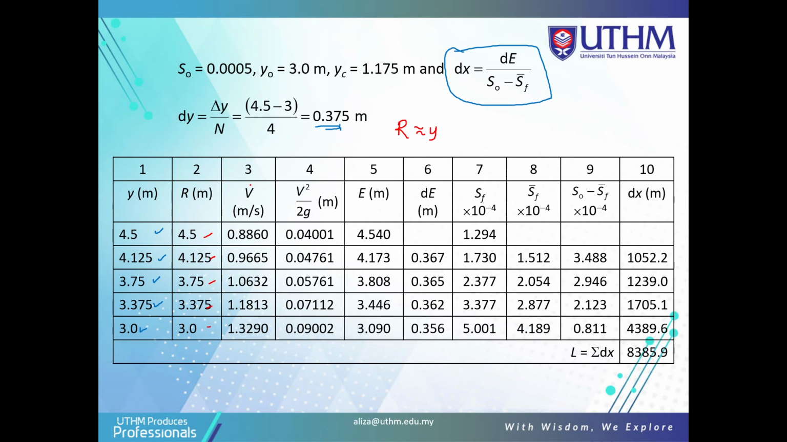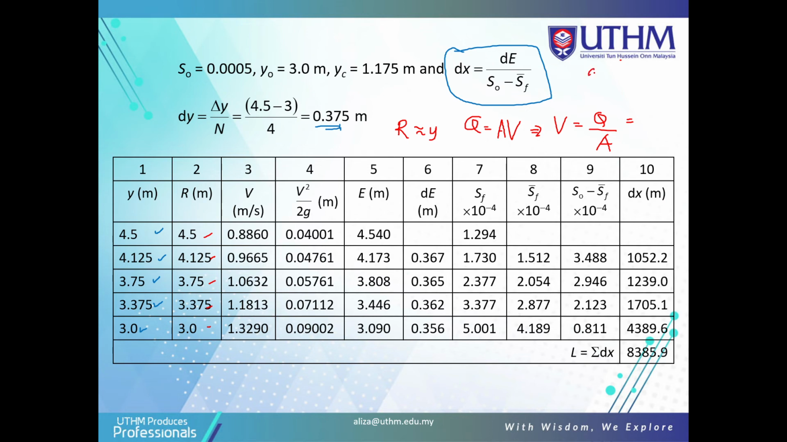And now we look at column 3 to get the velocity. You must get the velocity based on Q is equal to AV. So to get the velocity V, it is equal to Q over A. And we know that q is equal to Q over B. So you must refer to this to get the q. So you get the value here, and you must find the velocity based on the value here.